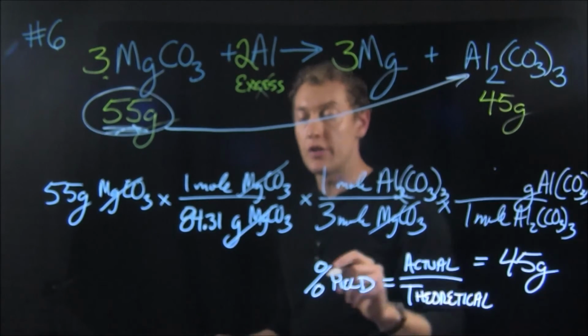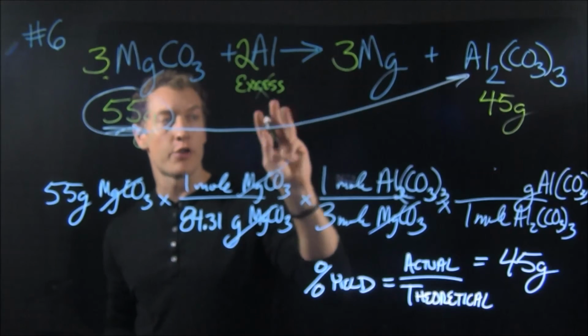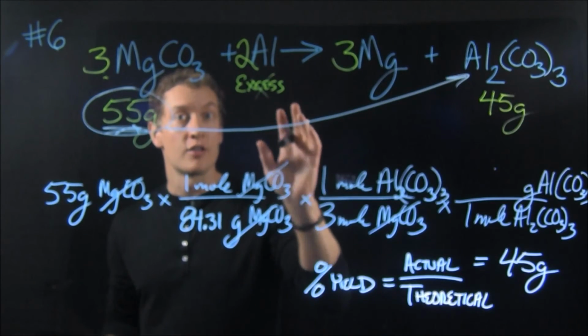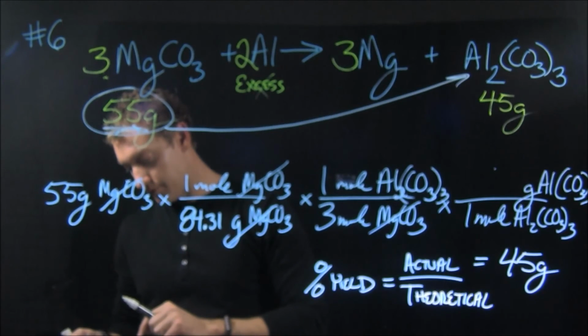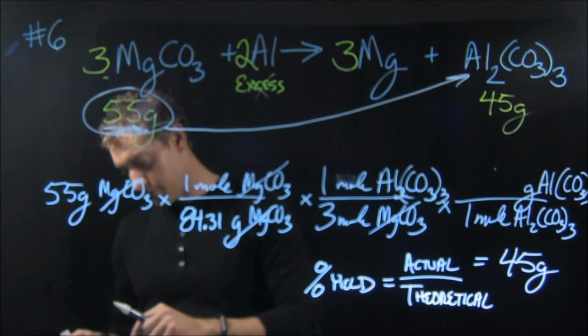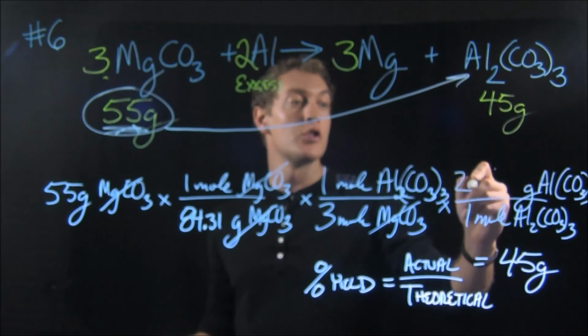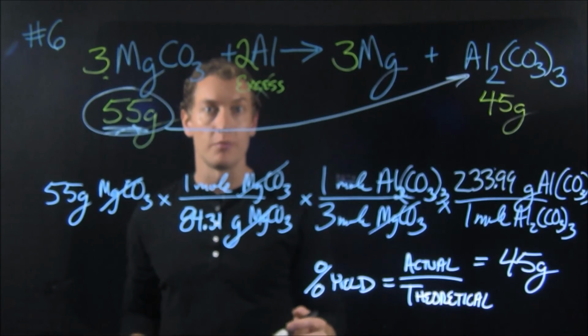So we need to add up how many grams per mole is aluminum carbonate. That's 2 aluminums, 3 carbons, and 9 oxygens. Add it all up, I got 233.99 grams for every 1 mole.